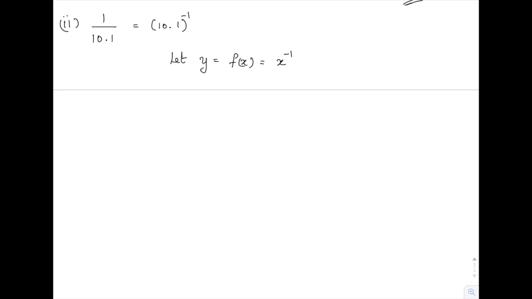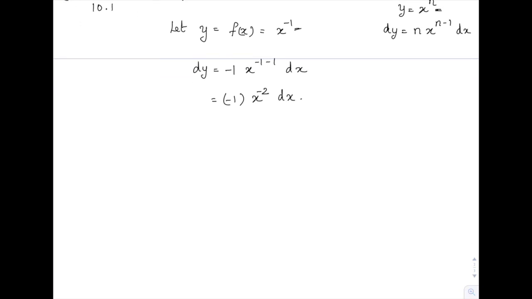Then let's move on to the dy part. dy is equal to, as I told you, y is equal to x power n means dy is equal to n into x power n minus 1 dx. So here n is minus 1, so minus 1 into x power minus 1 minus 1, which is minus 1 into x to the power of minus 2 dx.